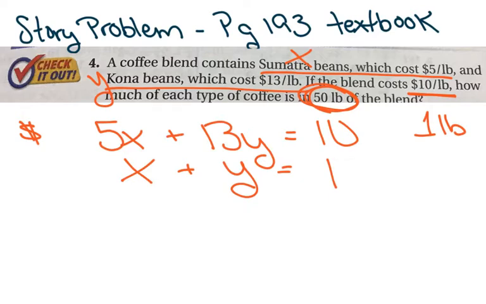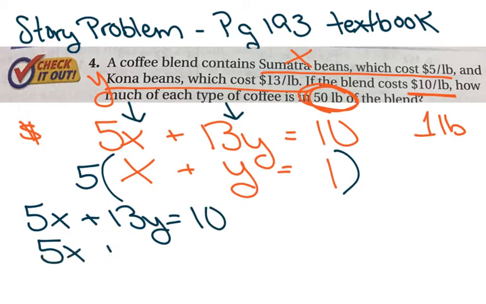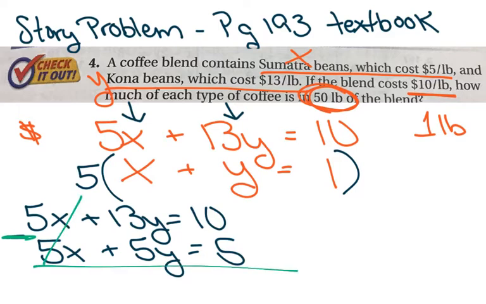Okay, now it's set up for us to do elimination right now, because we've got the x's on top, the y's on top, and then our number separate. So I'm going to take that second expression and multiply that by 5. So my first one remains the same at 5x plus 13y equals 10. And then I have 5x plus 5y equals 5. All right, so I'm going to subtract these two equations right here. That means my x's are gone. 13y minus 5y gives me 8y, and 10 minus 5 is 5. Divide both sides by 8, and I get 5/8.